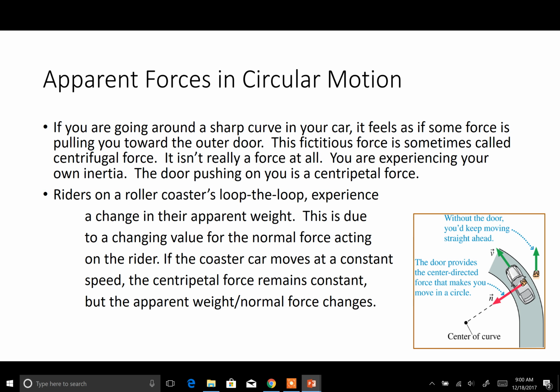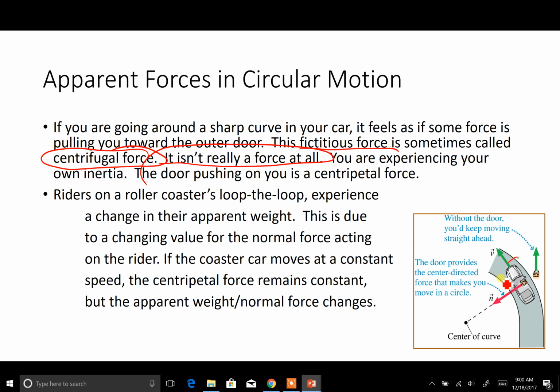There are some apparent forces in circular motion. If you're going around a sharp curve in your car, it may feel like there's an object pulling you away from the center of the curvature. That force is a fictitious force. You'll hear some people call that the centrifugal force, which means the center fleeing force. I'm here to tell you that that is not really a force at all.